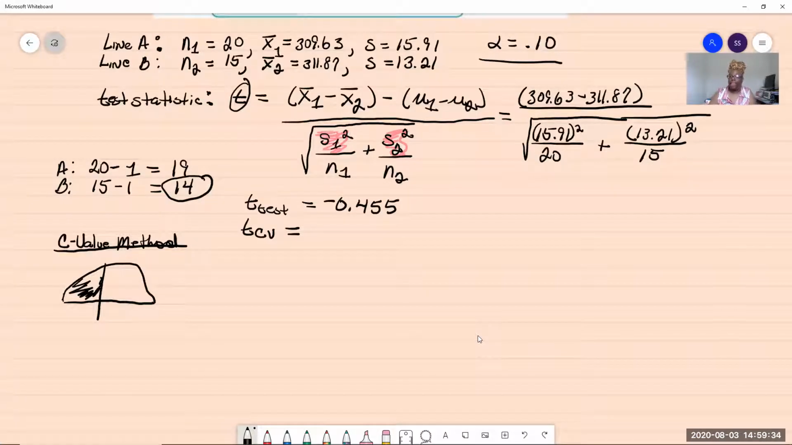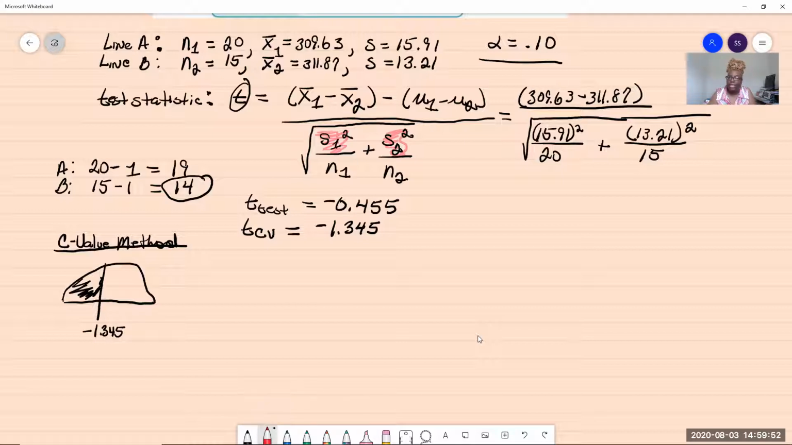But this is area to the left. So remember, that's going to be negative 1.345. You have to be smarter than your chart, okay? You have to know that area to the left of your mean is negative. So this is negative 1.345.